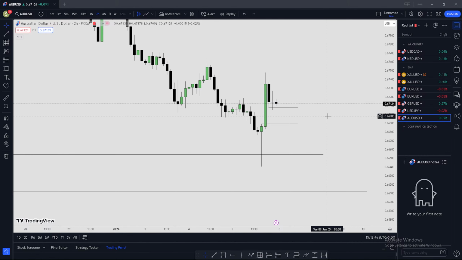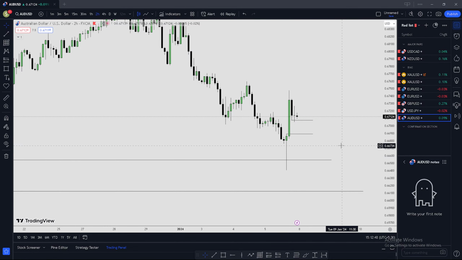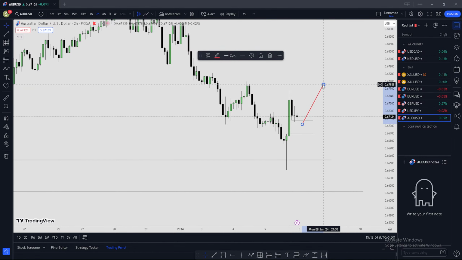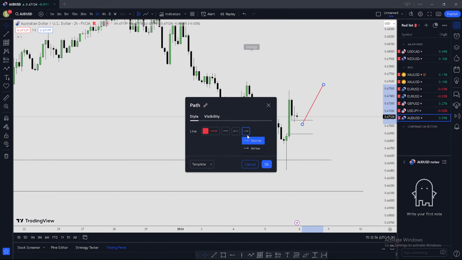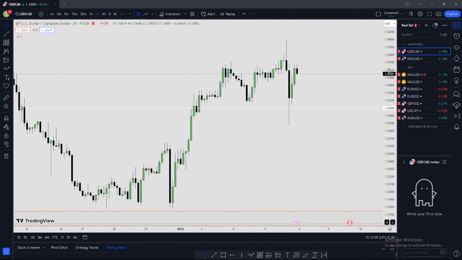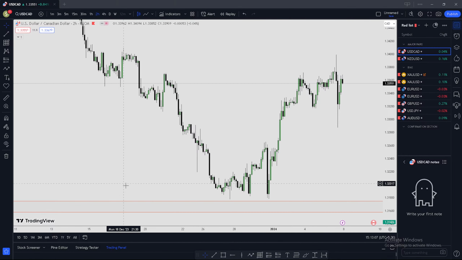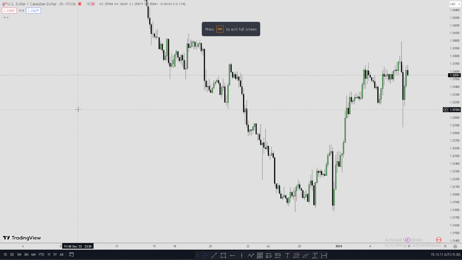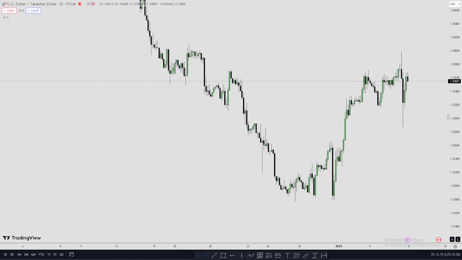If we are bullish on this, we'll be looking for some longs in AUD/USD. If we talk about the USD/CAD section or CAD pairs, remove all the drawings.